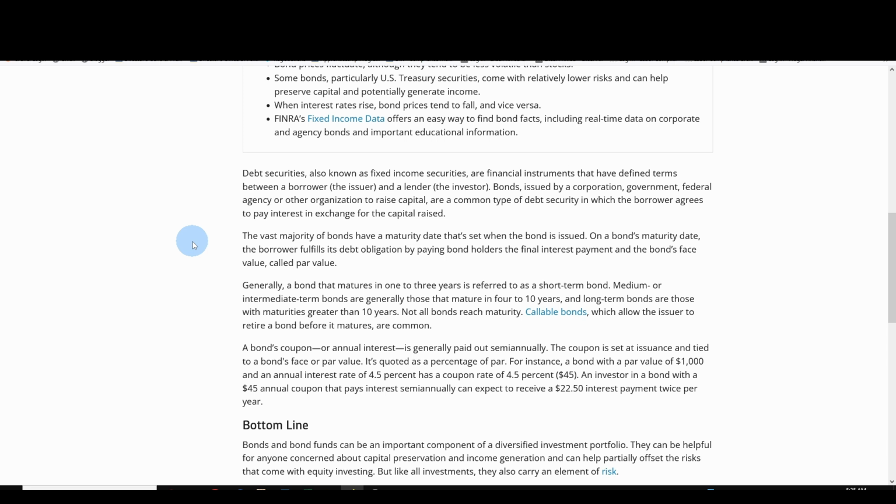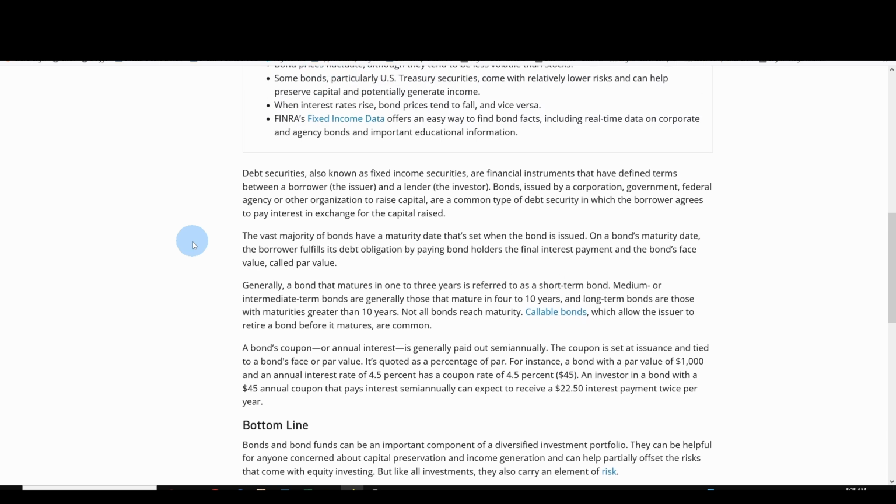Bonds issued by a corporation, government, federal agency, or other organization to raise capital are a common type of debt security in which the borrower agrees to pay interest in exchange for the capital raised. The vast majority of bonds have a maturity date that's set when the bond is issued. On a bond's maturity date, the borrower fulfills its debt obligation by paying bondholders the final interest payment and the bond's face value, called par value.